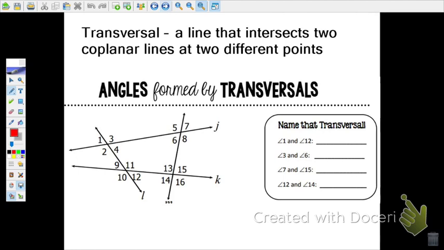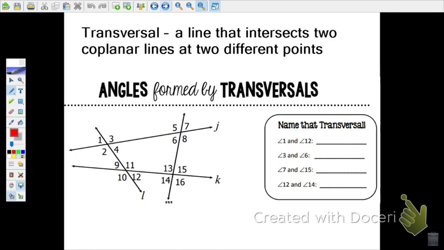So if we're going to talk about lines intersected with a transversal, it's important that you know what a transversal is. A transversal is a line that intersects two coplanar lines at two different points. Okay, a line that intersects two coplanar lines, so lines on the same flat surface, at two different points. So they're not all three lines intersecting at the same point.